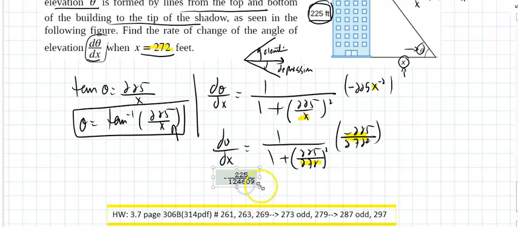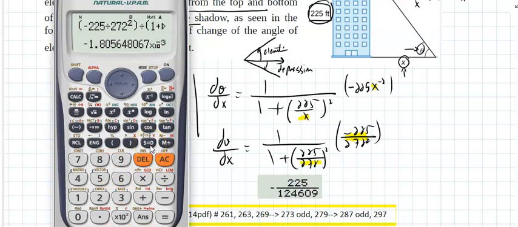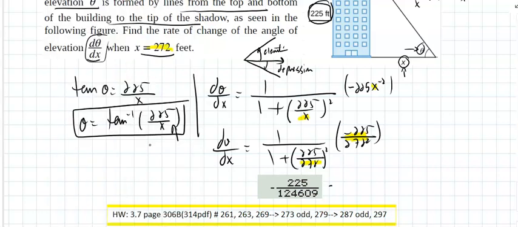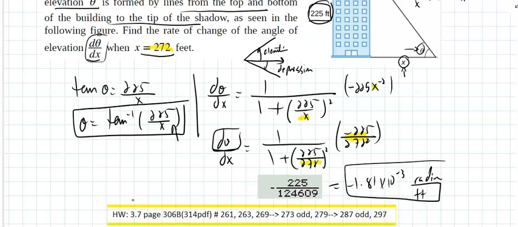And if I want the approximation of that, that's negative 1.81 times 10 to the negative 3. And that would be radians because theta is in radians, and x we said was in feet. And there it is. And that's the suggested homework that I'd like you to do.